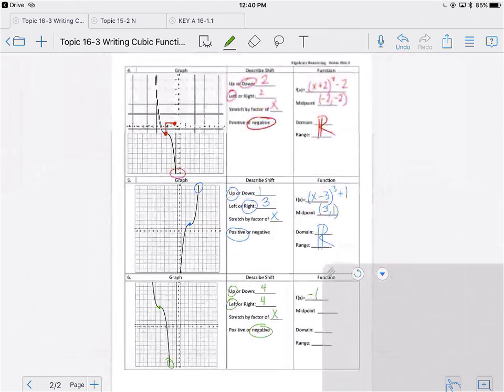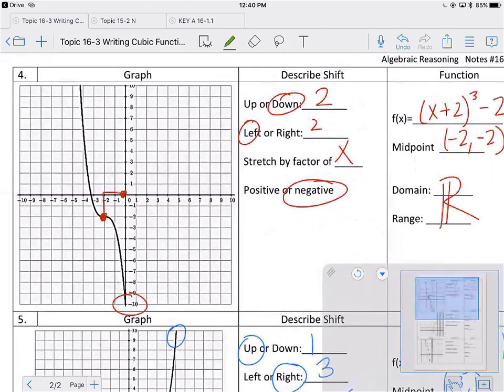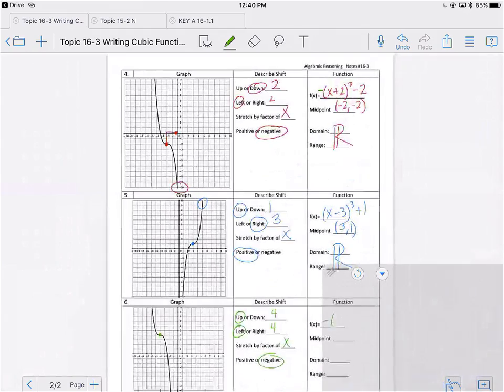Did I do that on 3? Oh my gosh. 4. Sorry. Needs a negative. I'm sure Michael was yelling at me for it.